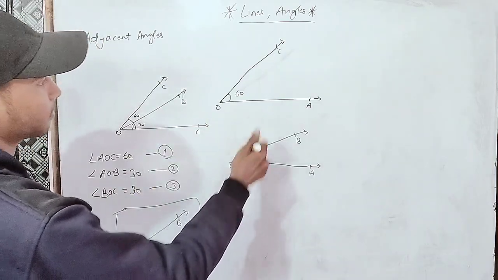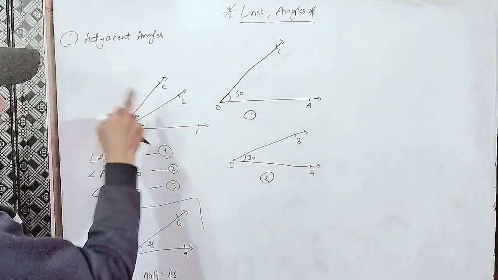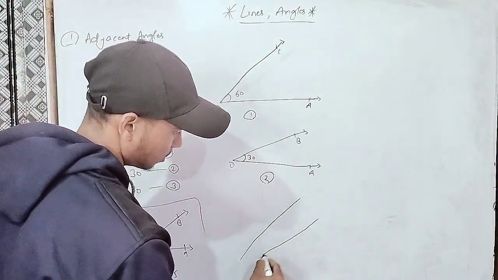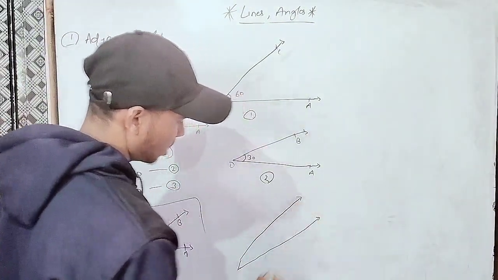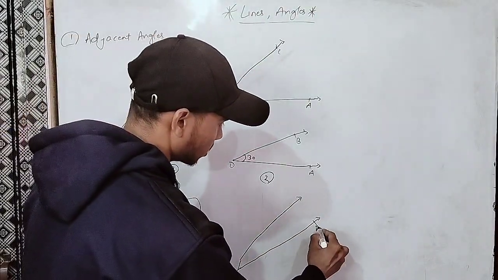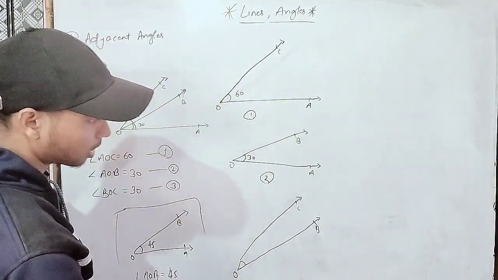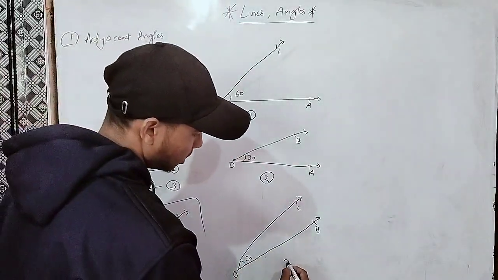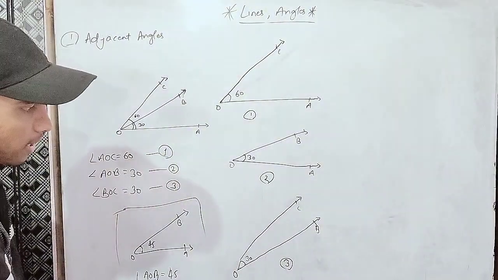This is the first, this is the second. Now third, which is BOC. Clear? BOC. And this is the rotation of this angle, with 30 degrees. This is the third diagram of this. Okay.